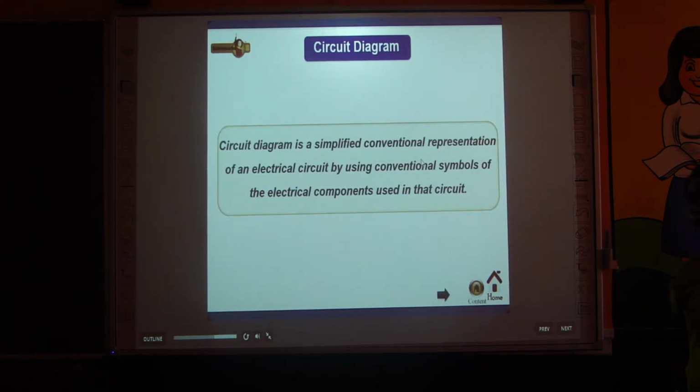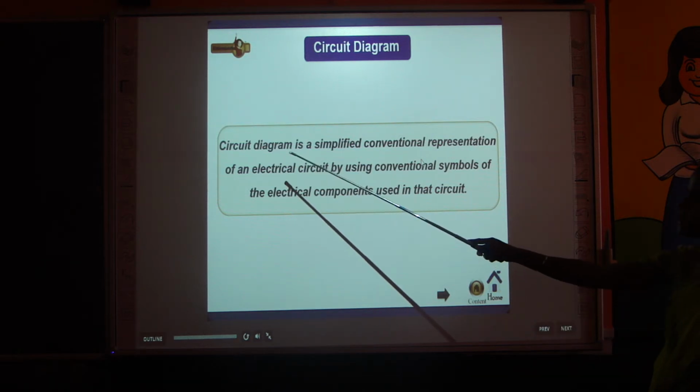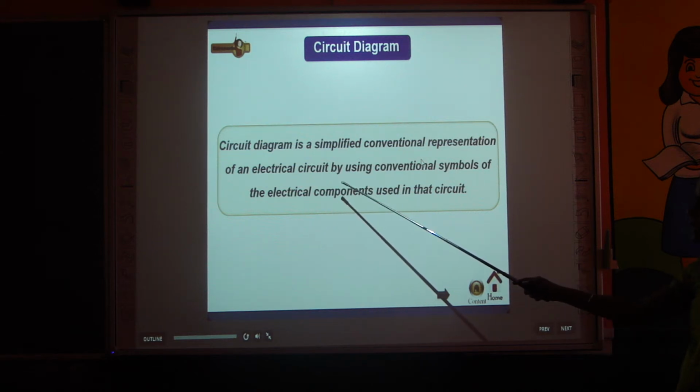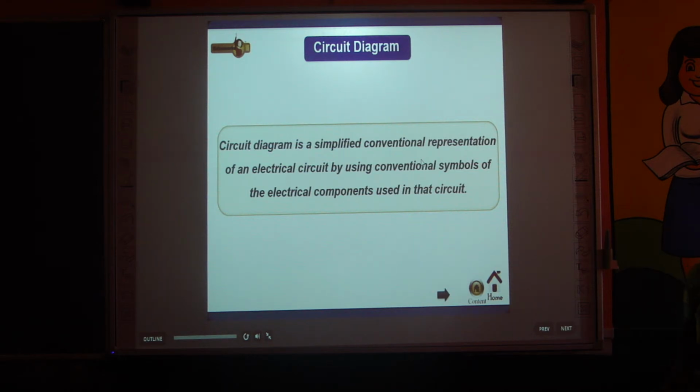What is called a circuit diagram? See, a circuit diagram is a simplified conventional representation of an electrical circuit by using conventional symbols. We already know that an electrical circuit consists of a switch, then electrical bulb, connecting wire and a battery. So a circuit diagram is a simplified conventional representation of an electrical circuit by using conventional symbols of the electrical components used in the circuit. So this is called an electrical circuit, and that is called a circuit diagram.